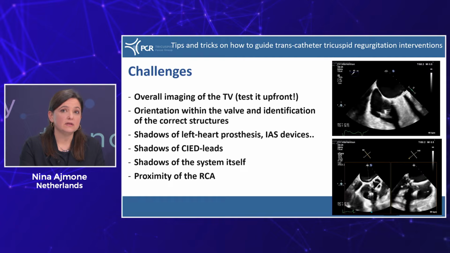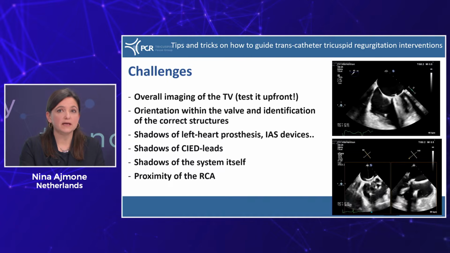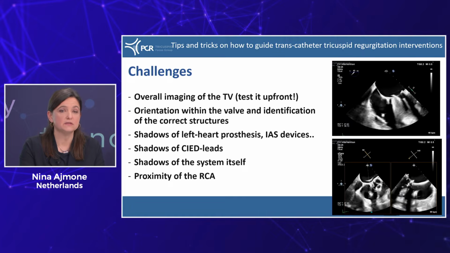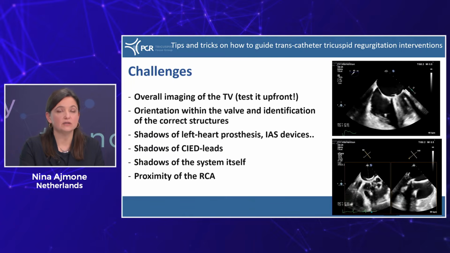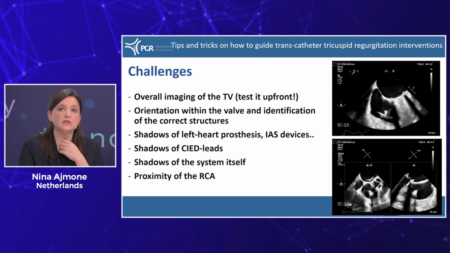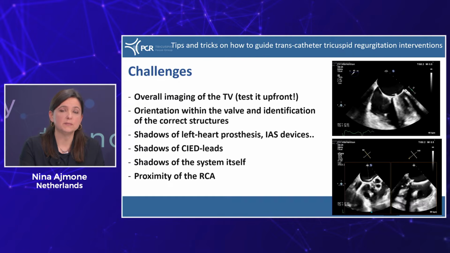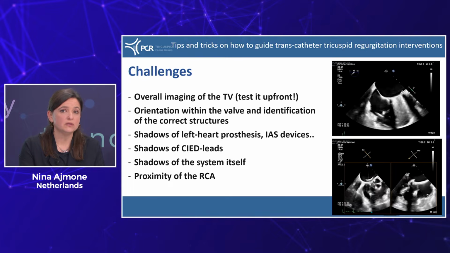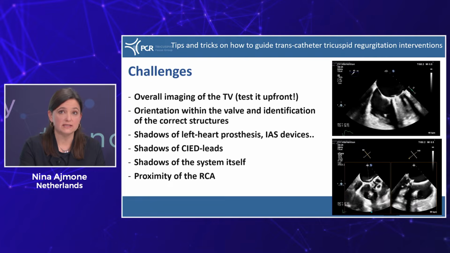And indeed, we might have a problem of shadowing coming from left heart prostheses, even at the level of the interatrial septum device. The valve is often crowded with leads, and the system itself can shadow the view. So we need to know this a little bit up front. This kind of image, as I show you here in this example, doesn't mean that it is a contraindication to do the procedure, but you need to be aware that you can use other views to eventually guide the procedure itself.